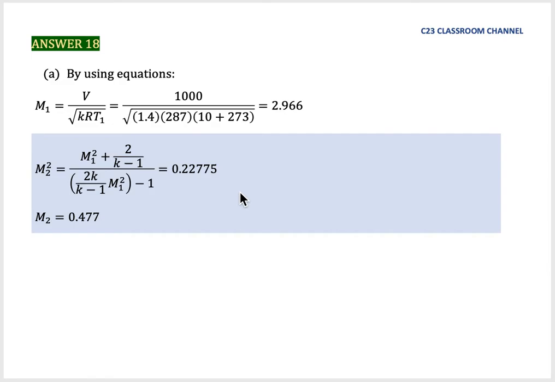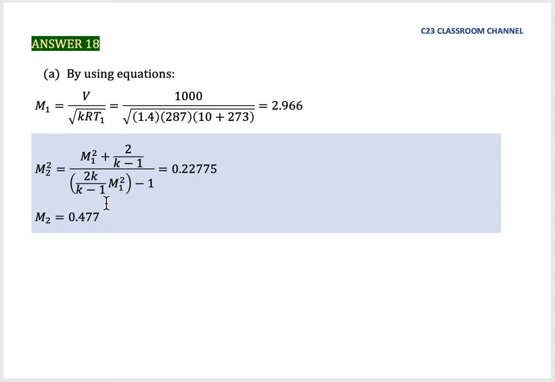By equation, we could start to calculate the Mach number 1 by using this equation, V over C, and then we could replace the term for speed of sound by square root of KRT1 like this. We substitute the value. For air, K is 1.4 and R is 287. We use temperature in Kelvin, so we add 273 here. So we get the value of Mach number before the shock wave is 2.966.